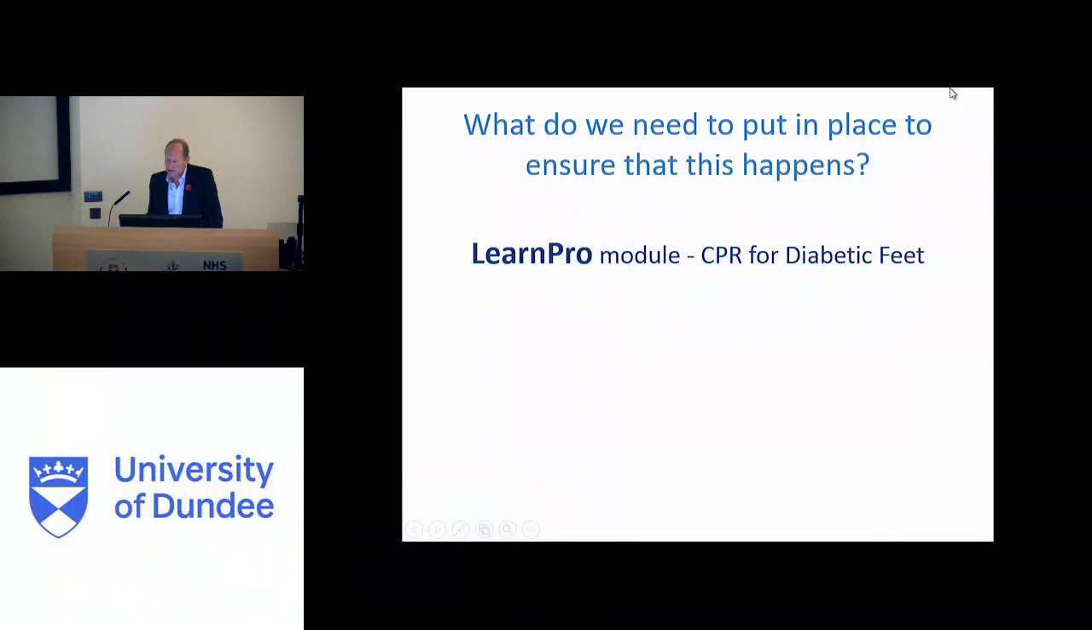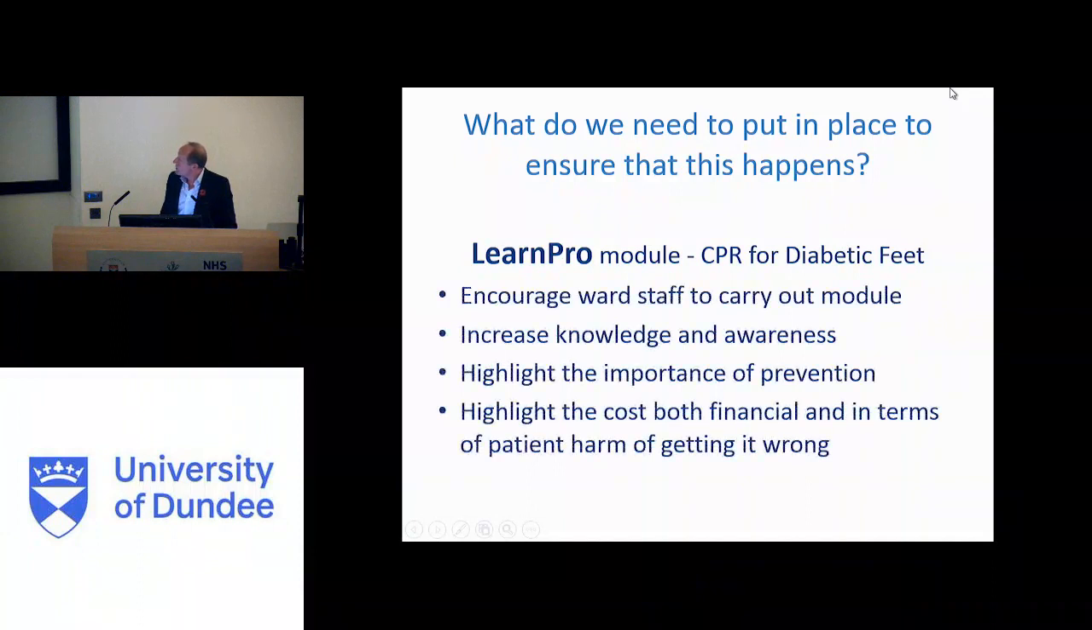And as you can see by the size of my forehead, it was a lot of hair pulling out to build that module. I don't know if you've ever built a Learn Pro module, but it took a while, but we got there. We've got to encourage ward staff to carry out this module. We've got to increase the awareness of all aspects of our diabetes patients, and the risk they are at. Highlight the importance of prevention, because as we all know, prevention is much better than cure, not just for the patients but for our budgets.